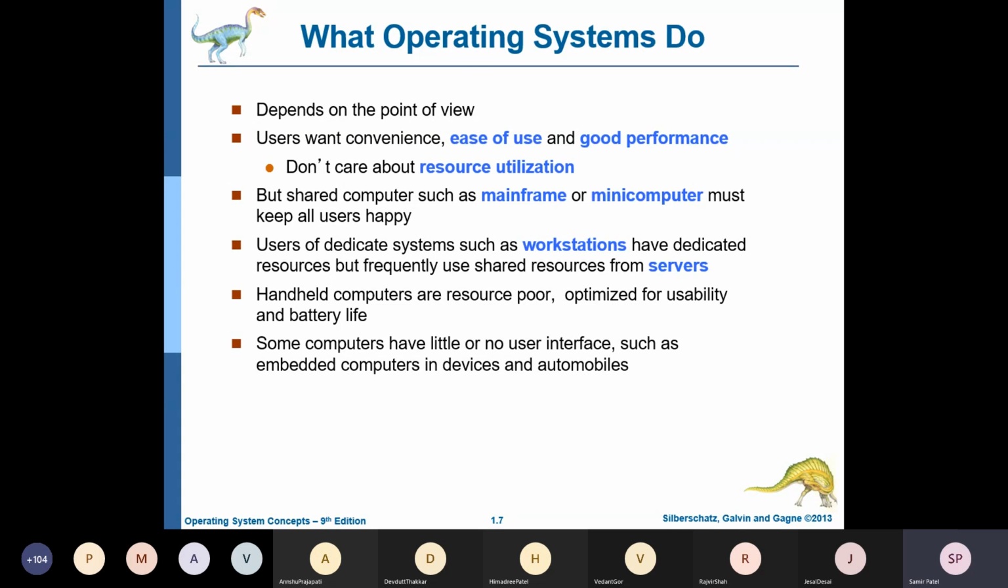So development has taken place across almost the entire spectrum, and these are the various areas where the operating system is present and what it does. That is what this slide is focusing on.